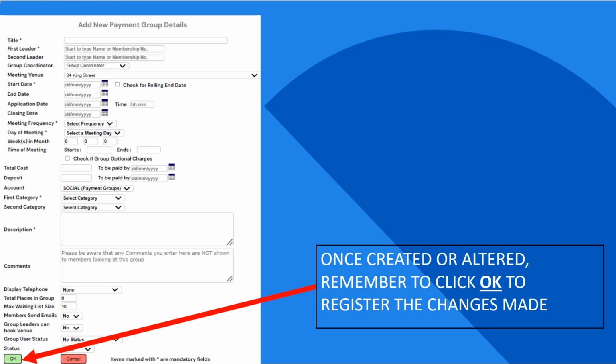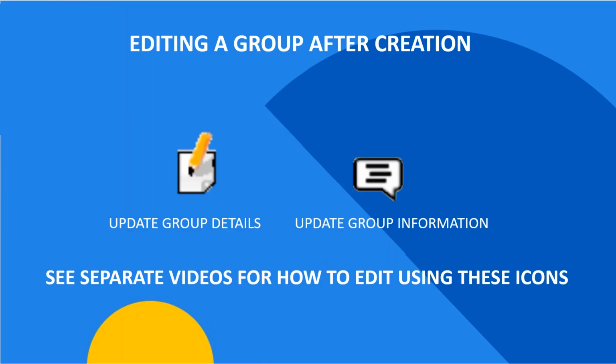Once all of the above fields have been addressed, at creation or edit, always remember to click the OK button to submit the entered detail. Once the group is created, should a leader wish to make changes, then the use of the pen and paper icon or the white speech bubble, available from the top of the group page for leaders and coordinators, is the method to use. There are separate videos advising on how to use these facilities.